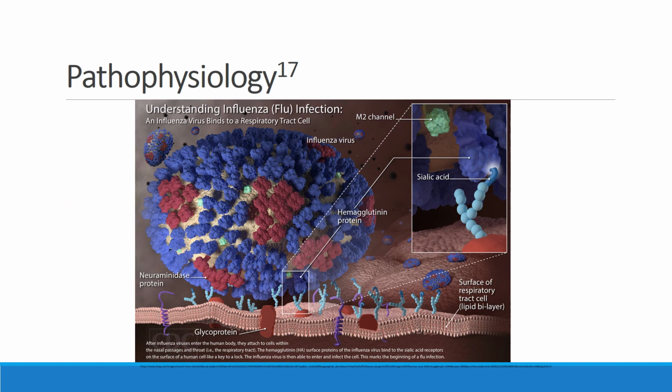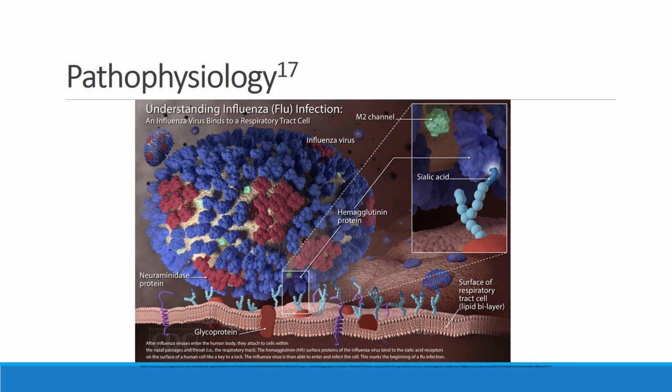I obtained this visual from the Centers for Disease Control website. This is an influenza virus. As you can see on the outside of the virus, there are two main proteins, the hemagglutinin protein and the neuraminidase proteins. These are the proteins that determine the strain of the virus when you hear H1N1 or H5N1.